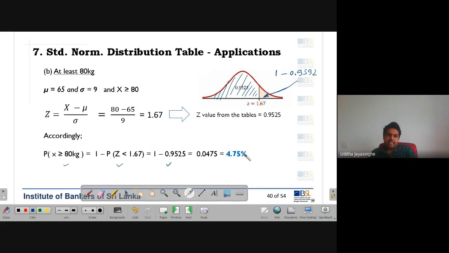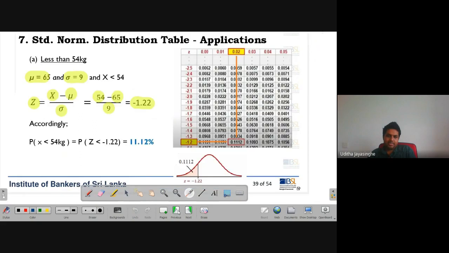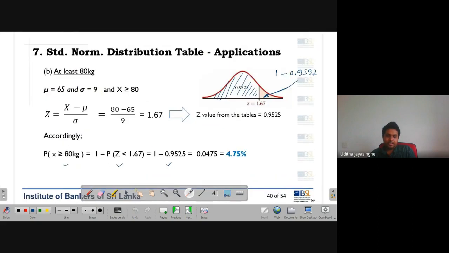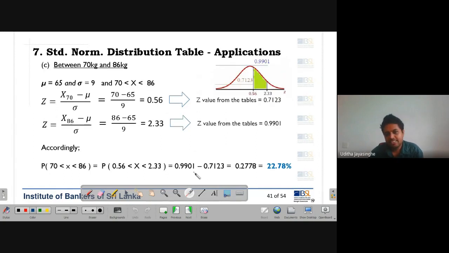Okay, so that's the other side. First side, area to the left of the curve, easy. Area to the right side, that's also easy. The only thing to remember is don't get carried away with your quick answer from the Z table conversion. Always be careful whether you're looking for the left-hand side area that you are going to need. And the last and the most complicated one is the area in between.